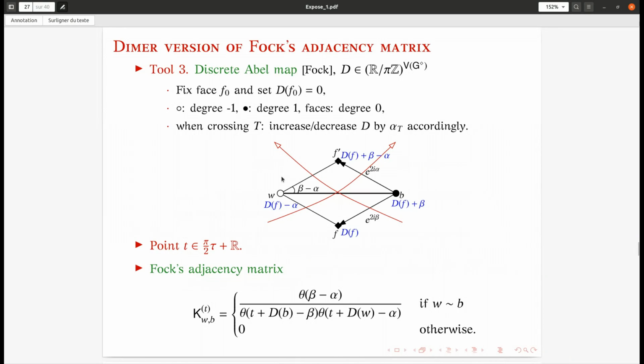Okay, and then you have the discrete Abel map. So maybe if you want to just drop for one minute, it's okay. It's a bit technical. You can just know that it's a function that is well defined.